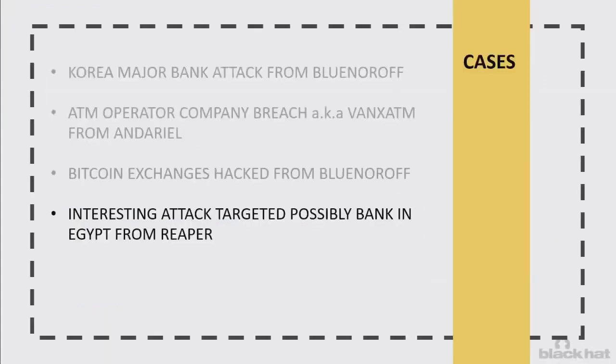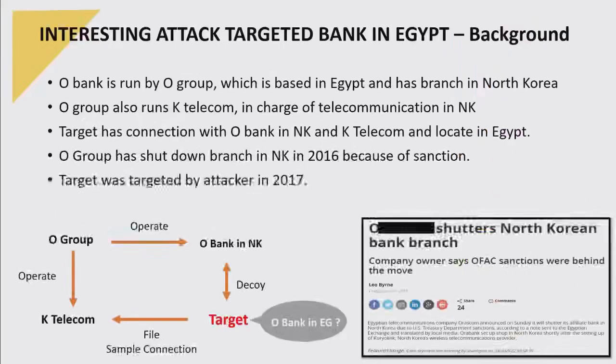Okay, so after MC introduced the Bitcoin incident cases, our last case is about an interesting sample possibly targeting a bank in Egypt, and this attack is from Reaper Group. Before I explain the malware of this case, I would like to give you some background about these samples. These samples are about a bank named O Bank. It's not its real name. I just don't want to reveal the full name, so I use the first letter.